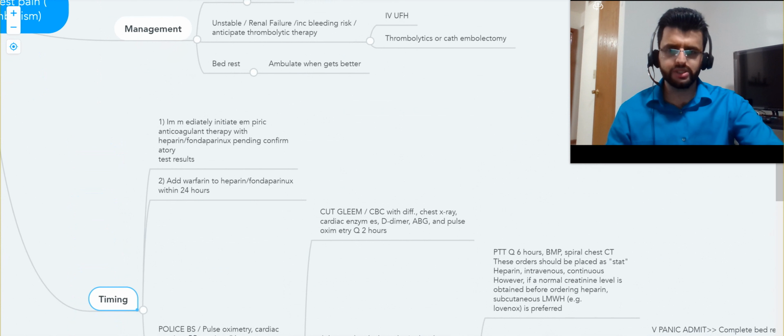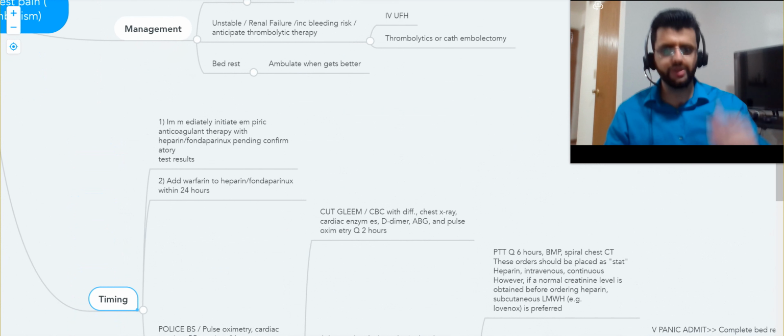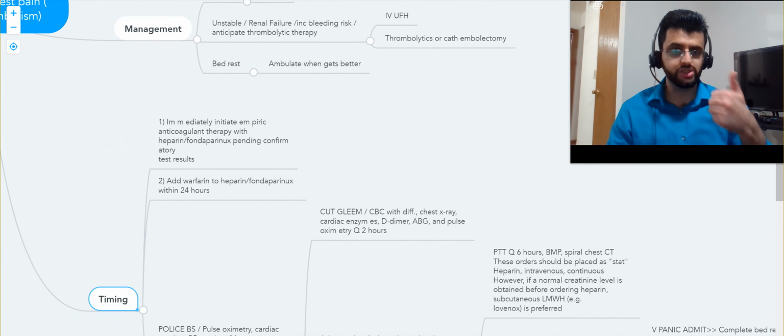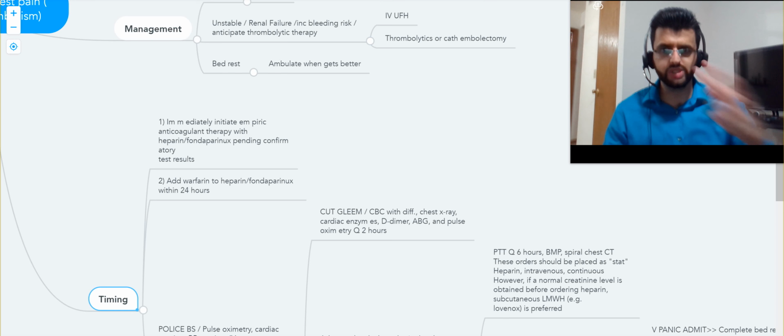So you start the timing. You start empirically with heparin before the result. This timing is important. I will score you on that. You can't advance the clock without that. If you do, you lose a lot of points. You add warfarin within 24 hours. These are the two important timing points.